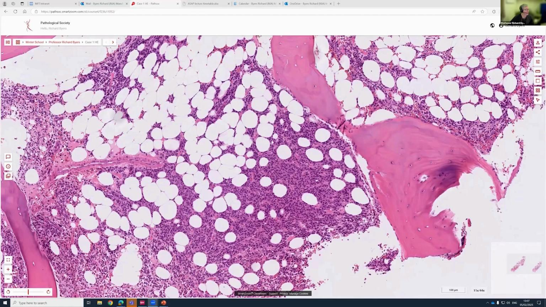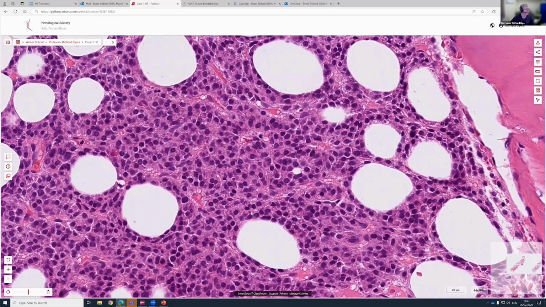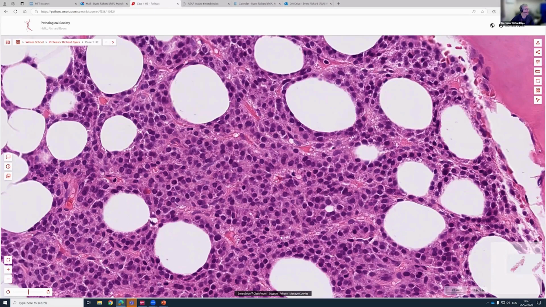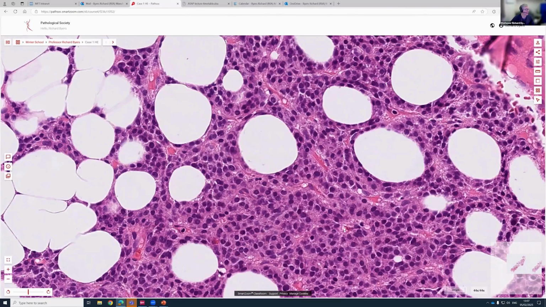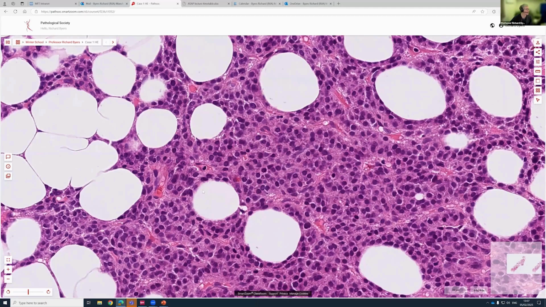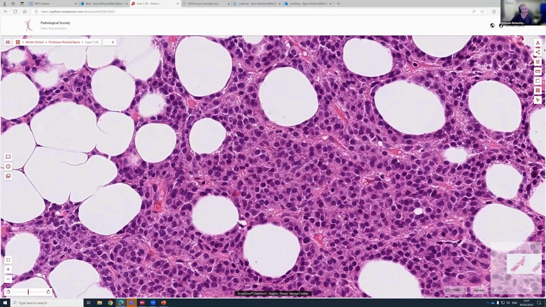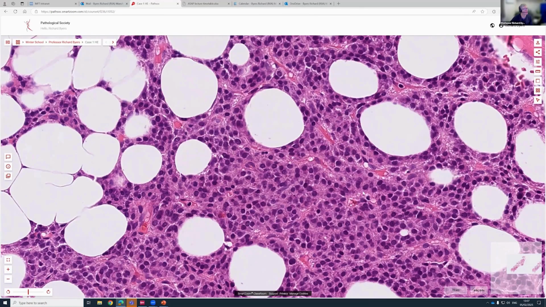So you can see that you've got loss of some of the fat spaces here, and we have got a collection of small cells. Now, plasma cells, they're described as having a clock-face nucleus. I've never really seen that convincingly. What you're looking for is cells with an eccentric nucleus. So that's got an eccentric nucleus there. I think that, by association, a lot of these others have got an eccentric nucleus.